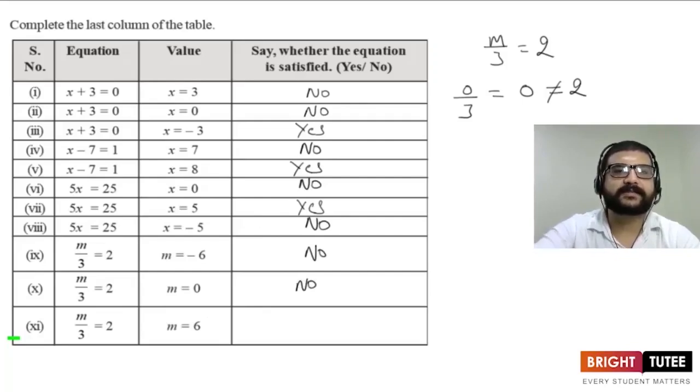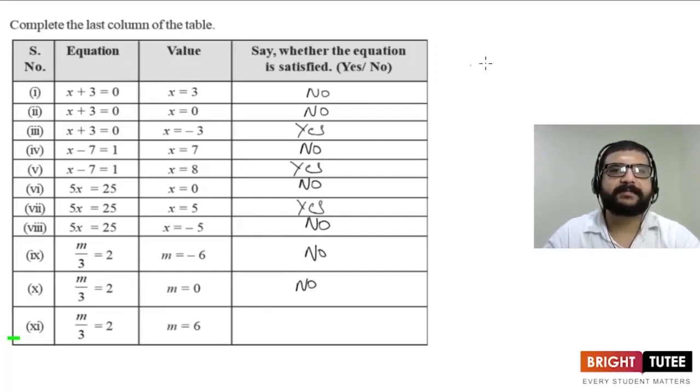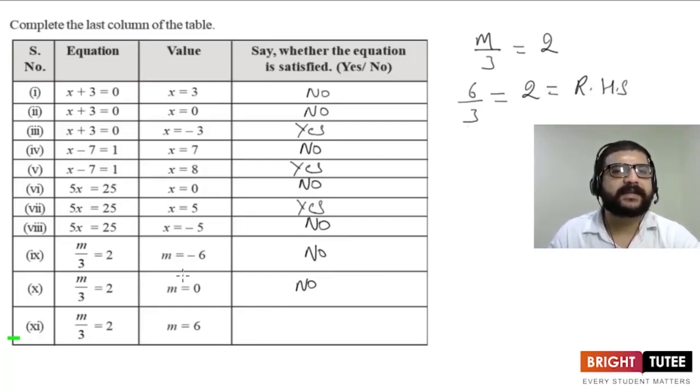Now let's see the last question here. It is the same equation. m upon 3 is equal to 2. Now the value of m given is 6 this time. Let's substitute it here. Now if m is equal to 6, we will get 6 upon 3, and we know 6 upon 3 or 6 divided by 3 will give us 2. Now this is equal to the right hand side of the equation, which was 2 only. Hence this value of m is satisfying the equation.